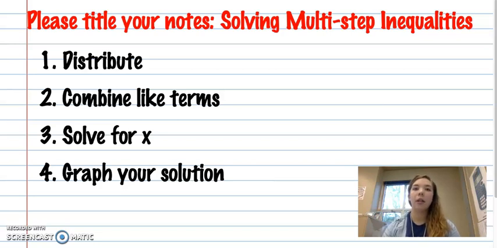Then you're going to combine your like terms, which means you combine your x's with your x's and your constants with your constants. And then usually at that point you have a two-step, so you can solve for x. And then lastly, we're going to graph our solution, like we've been doing with all of our inequalities. We're just going to do 4 examples today, if that helps you plan your page.